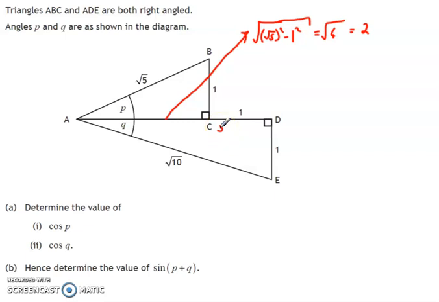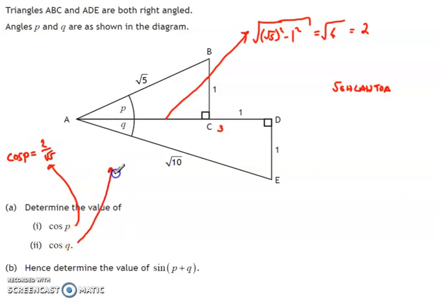What I can do at this point is use SOHCAHTOA to calculate what's missing and then answer the question. The first part is asking me for cos of p. Using SOHCAHTOA, cos is adjacent over hypotenuse. So if I look at the first triangle, I can simply read off that cos p is adjacent over hypotenuse, so it's 2 over root 5.